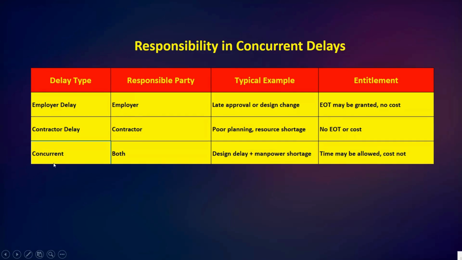Third, concurrent delay, where both are responsible. A typical example is design delay plus manpower shortage. Entitlement: time may be allowed, cost not. In some cases, when both parties share responsibility, the contractor gets an extension of time but not money, since both contributed to the delay.